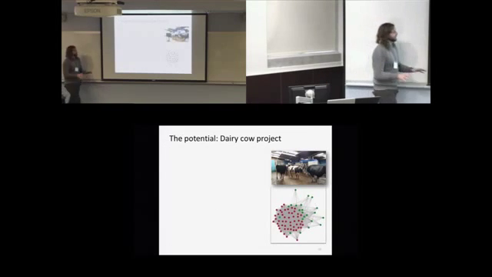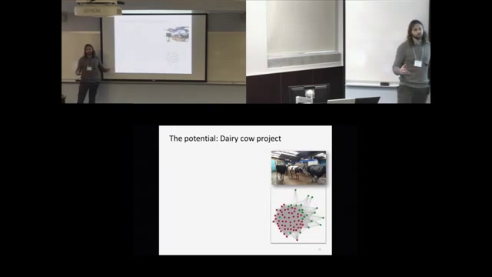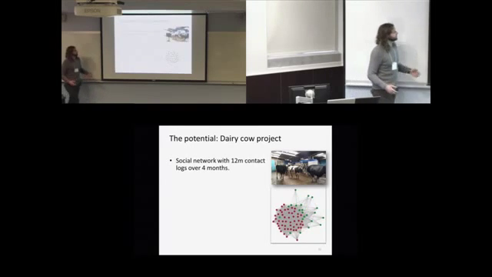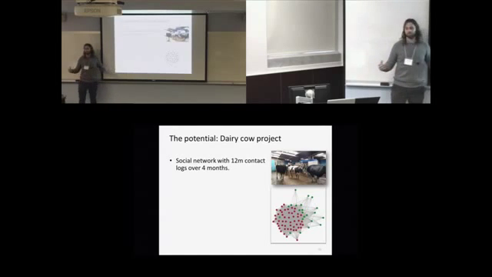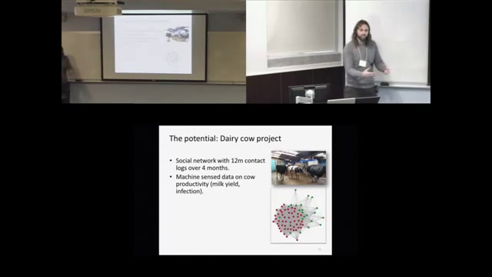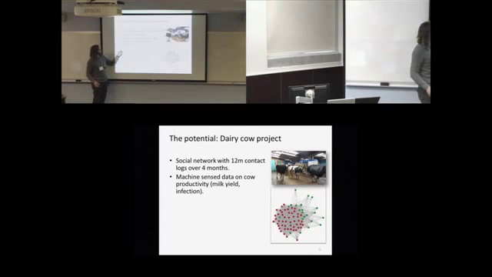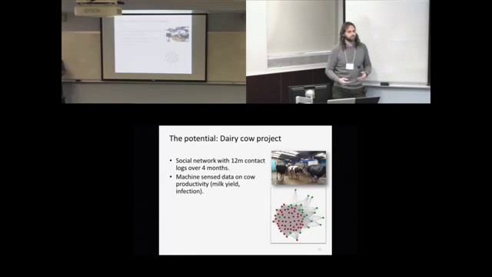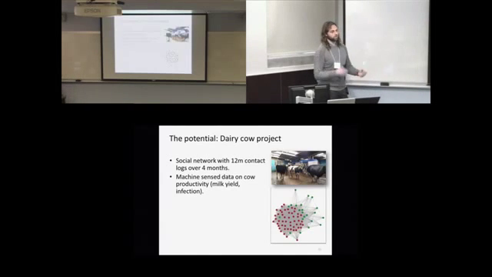But not to dampen the message, once we get over that, it's really exciting. So for this cow project, we've got 12 million contact points of cows over 4 months. So really rich, incredible data, and machine sense data on their milk yield, their infections. So we know 3 times a day what the milk yield of each cow was over a 4-month period, and we can relate that back to their social behavior.